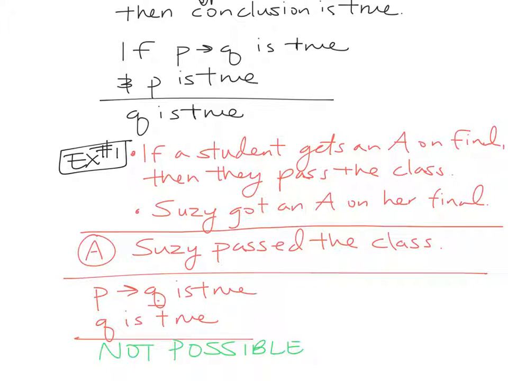So it has to go conditional is true, hypothesis is true. You can then conclude conclusion is true. It has to go in that order. You cannot do the reverse. So that is the law of detachment. The second law, how many laws are we learning? Two. The second is the law of syllogism.